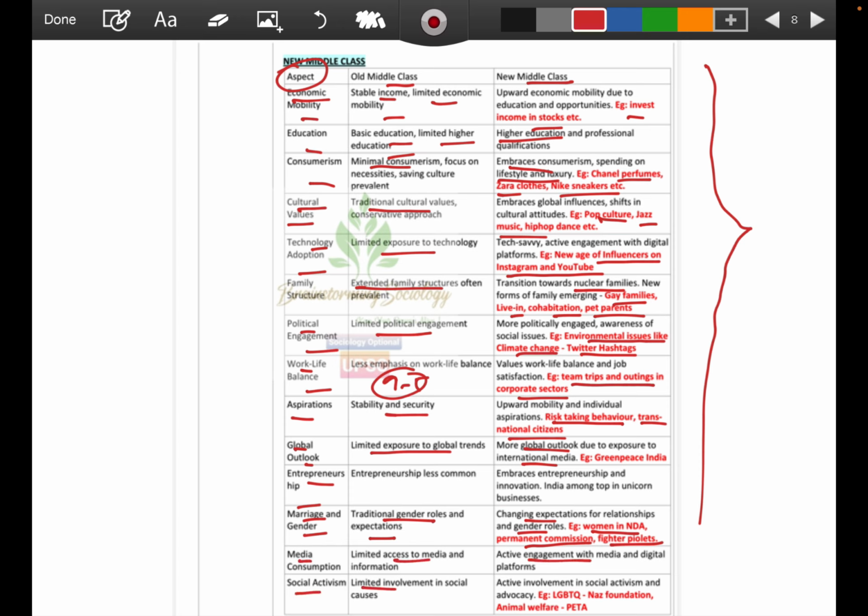Social activism was limited. Now LGBTQ, PETA and all these foundations, and the ongoing protests and everything that is going on in society. We have to just link with the keywords. Have a basic understanding and just keep linking. That's why keep writing answers. Keep writing all these notes in the keywords format, so that will help you have an understanding of the keywords, right?